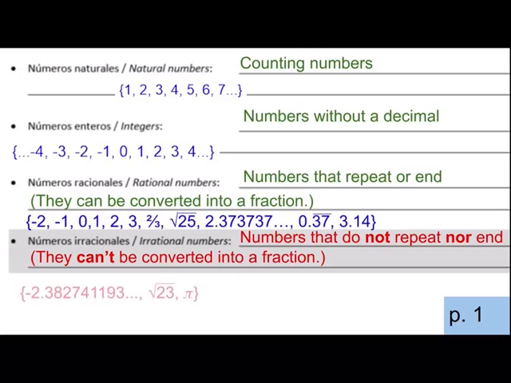Irrational numbers. One example would be -2.382741193. It goes on forever, and it doesn't repeat. It's got different numbers. Square root 23. If we put that in the calculator, what do we get? Let's see. I'm taking my calculator right now and turning it sideways on my phone. Square root, so we're going to put in 23 and then the little 2 square root.